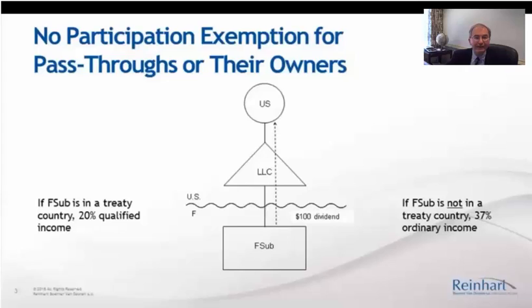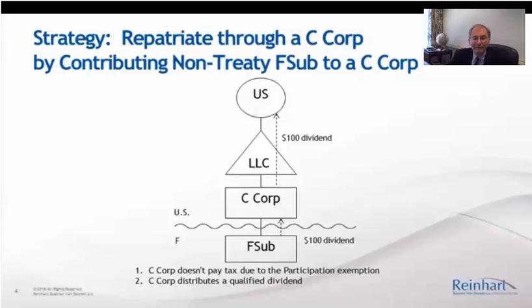So, how can we get them the participation exemption? If you're in one of these non-treaty countries, if you have this foreign sub there, you can have your LLC, your pass-through entity, whatever it is, contribute the shares of that non-treaty foreign sub to a C corporation. When the dividend goes upstream to the C corporation, no tax under the participation exemption. And then when the C corp distributes it to the U.S. individual, it's a qualified dividend, paying income tax at a 20% rate.